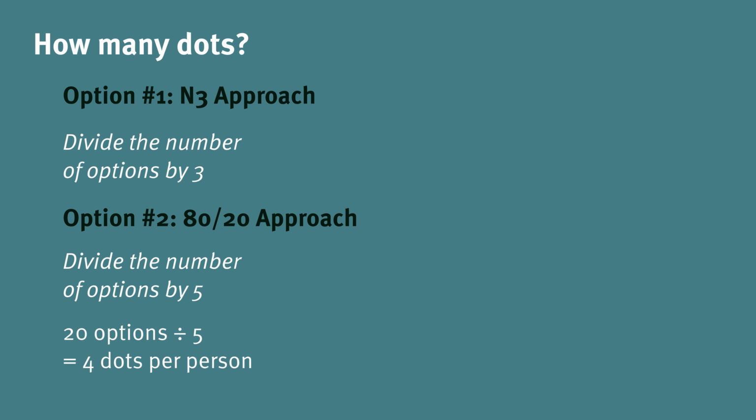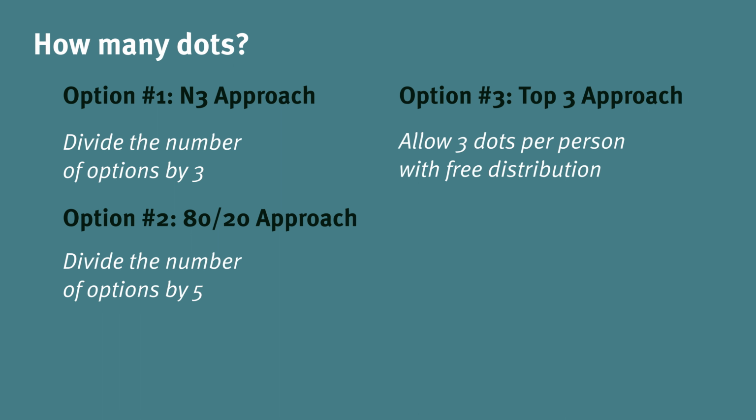Another option is just remove the math and use an absolute number. Top 3 is a method that fits here. Each person gets 3 dots regardless, and they distribute them as they please. They can put all their dots on one item, they can put 2 on one item and 1 on another, or all their dots across different items. Honestly, this tends to be the approach I generally use because it's straightforward and it's pretty effective.